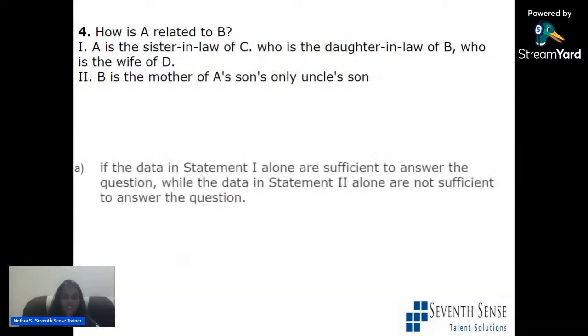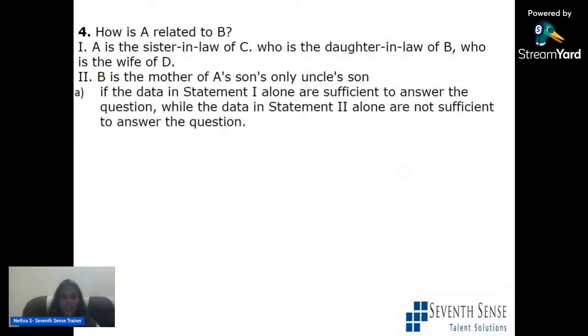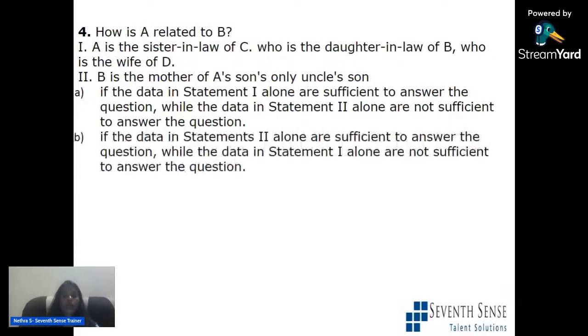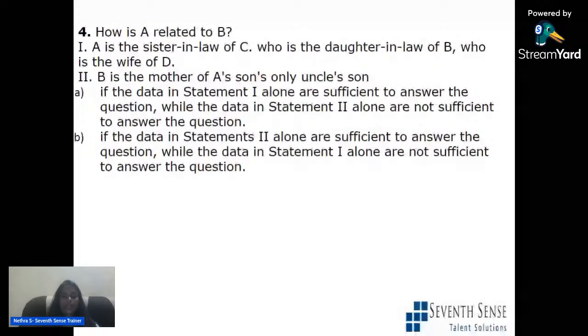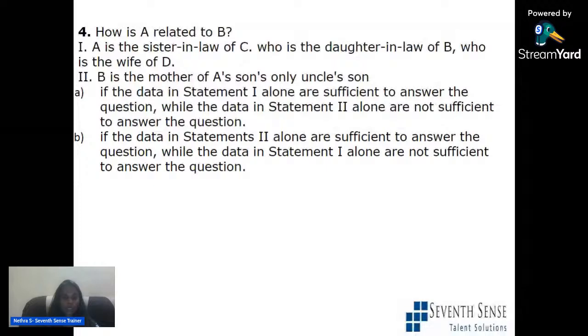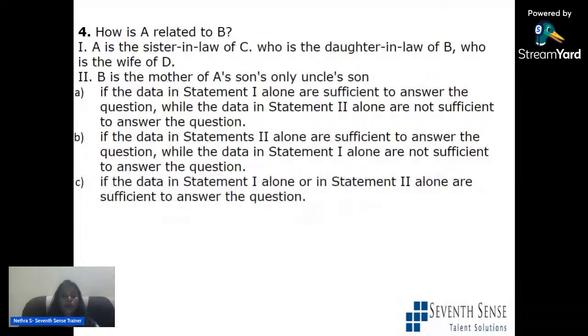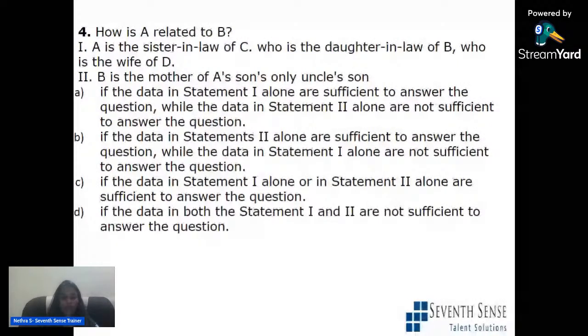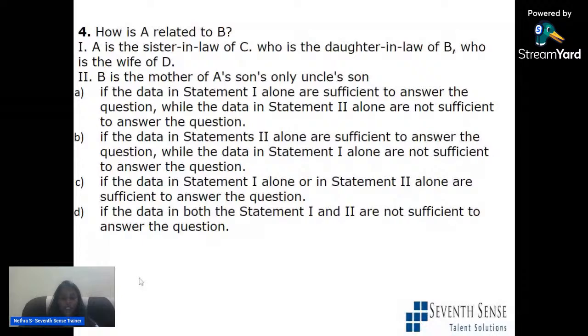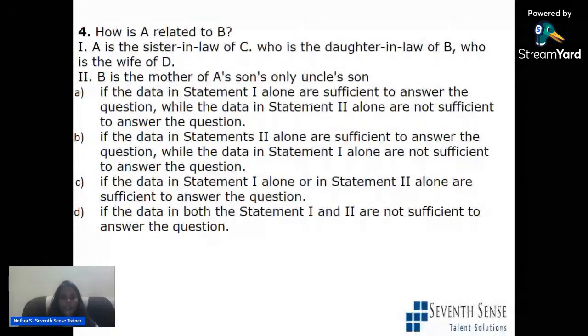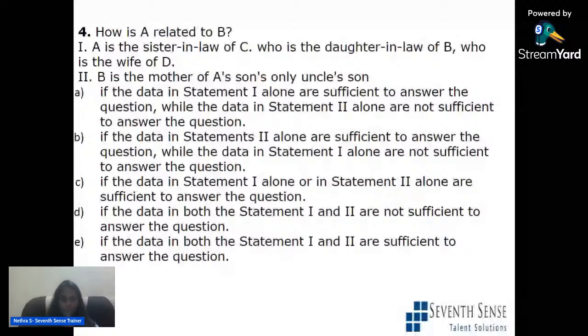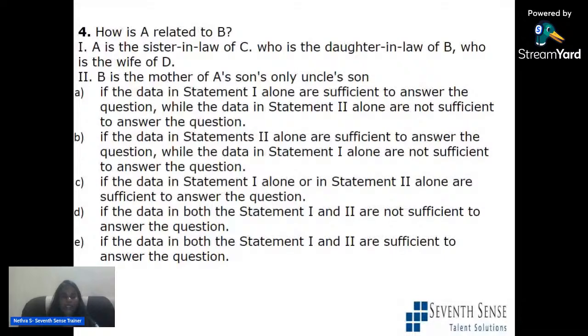So here are your options. Option A is if the data in statement 1 alone are sufficient to answer the question, while the data in statement 2 alone are not sufficient. Option B is if the data in statement 2 alone are sufficient, while the data in statement 1 alone are not sufficient. Option C is if the data in statement 1 alone or in statement 2 alone are sufficient. Option D is if the data in both statements 1 and 2 are not sufficient to answer the question. And the last is if the data in both statements 1 and 2 are sufficient to answer the question. So there are 5 options. You can read the question, read the statements carefully, and select the correct option.